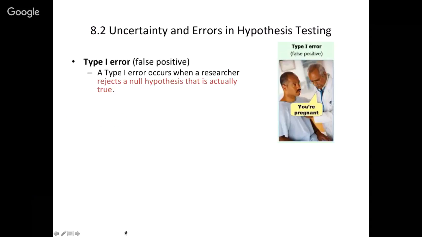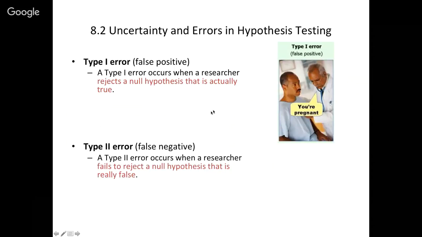So here, if a man asks the doctor whether or not he's pregnant, and the doctor says, yes, you are pregnant, but it's impossible, right? It means we reject a null hypothesis that somebody is not pregnant, no effect, which is actually true. But by mistake, we reject the null. So we have a positive effect, but the positive effect is false. It's not true. So we also call it a false positive.